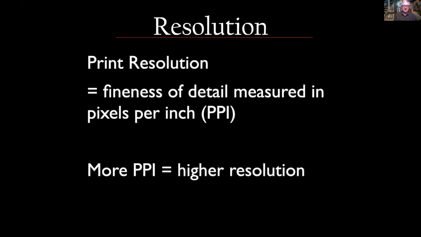So then there is print resolution, and print resolution is the fineness of details measured in pixels per inch, or PPI. So the more PPI you have, the higher the resolution of the file. And so generally, an image with higher resolution will produce a better image quality when you print it. We're talking about when you're printing it, okay? So this is print resolution.